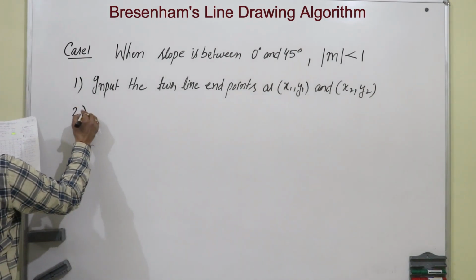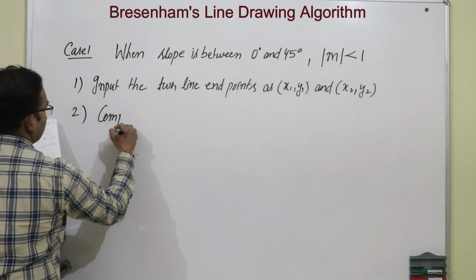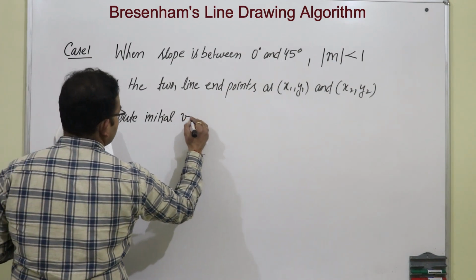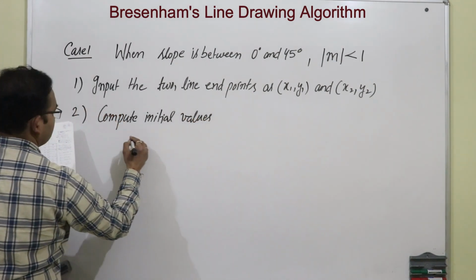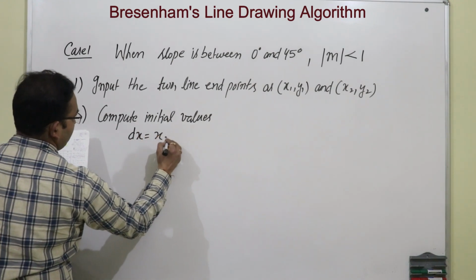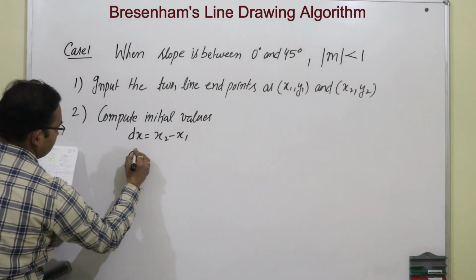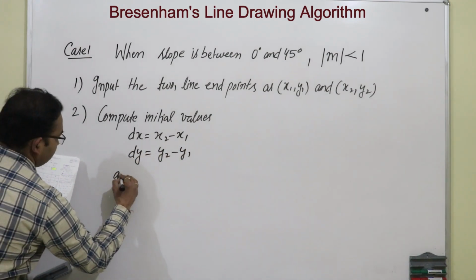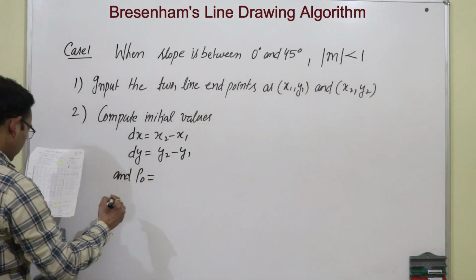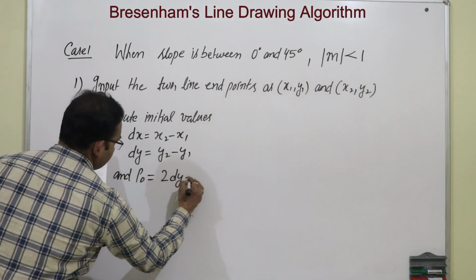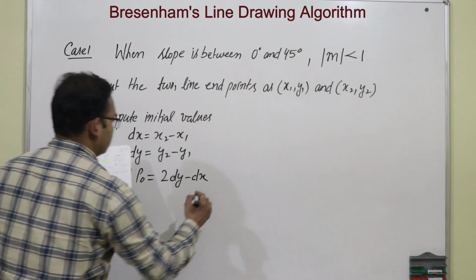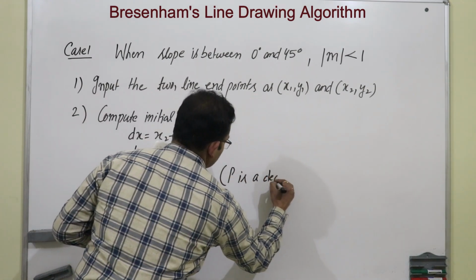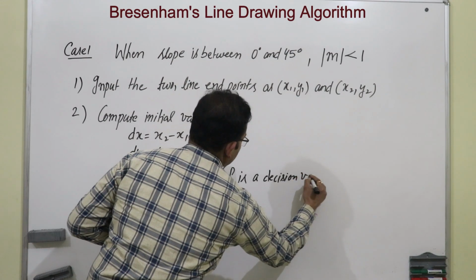Point 2, compute initial values: dx equal to x2 minus x1, dy equal to y2 minus y1, and p0 equal to 2 dy minus dx. P is a decision variable.